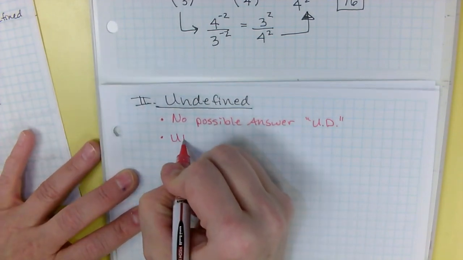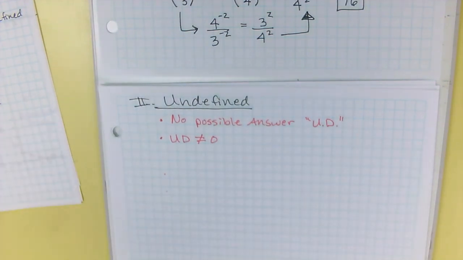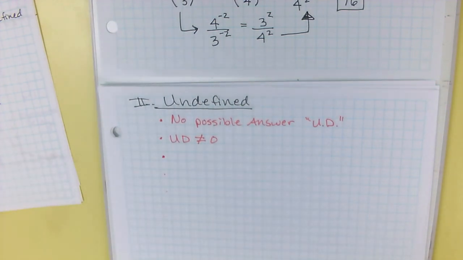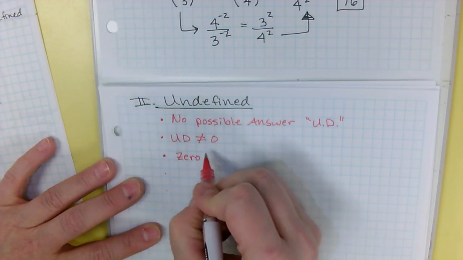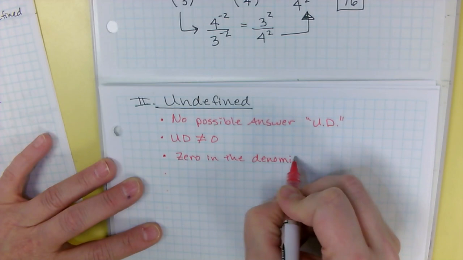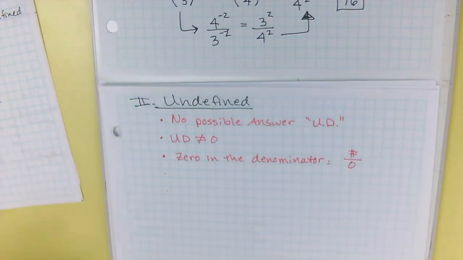Saying something is undefined is not the same thing as having a solution of 0. 0 is an answer. Undefined means it can't even be calculated. Now, in algebra, there's lots of things that are undefined, but for what we're working on right now, the main thing that's undefined is if you have a 0 in the denominator. So like you have a number divided by 0. You cannot divide by 0, so it would just simply be undefined.